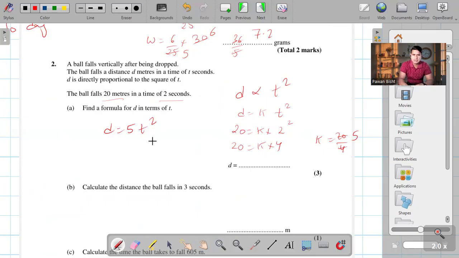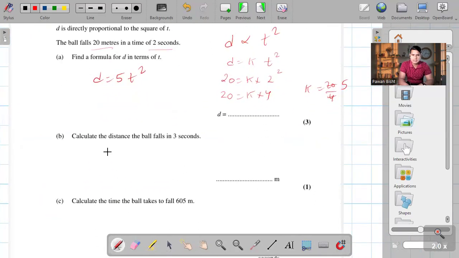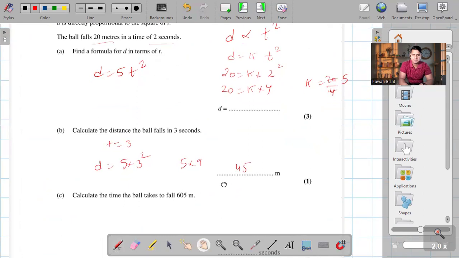This is my relationship. They say find a formula for d in terms of t. So d equals 5t square. Second part, calculate the distance the ball falls in 3 seconds. What is the time? 3 seconds. So when t equals 3, in this relationship, in place of t you put 3. So 5 times 9, 45. So the answer for the second part is 45 meters.